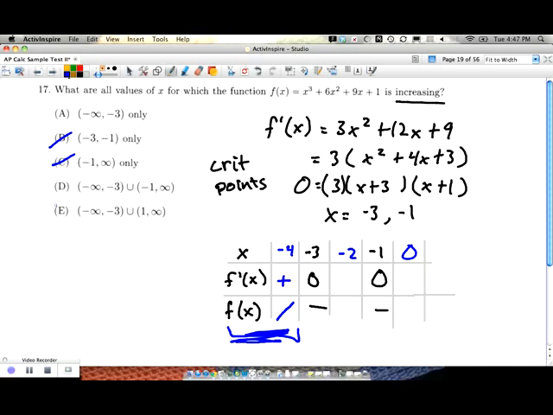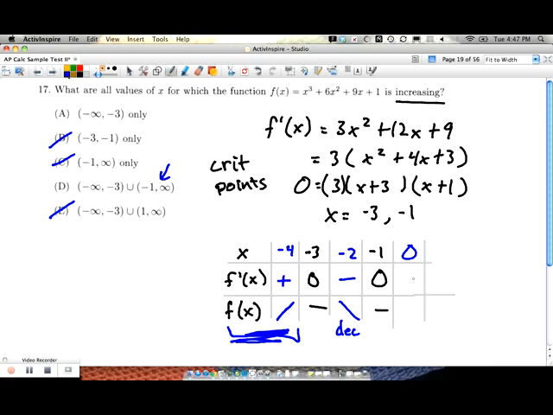I don't think it's E because our benchmark is at negative 1. So it's either negative infinity to negative 3 only or negative infinity to negative 3 and negative 1 to infinity. Let's double check. That means that in between here this must be decreasing, but just to make sure, if I plug in negative 2, I get a positive for the first term, a negative for the second. That makes it negative and decreasing here.